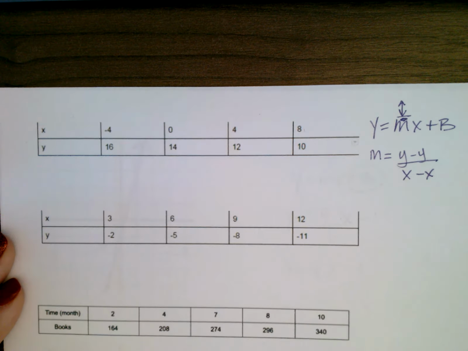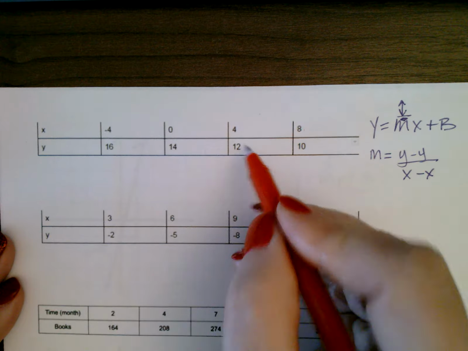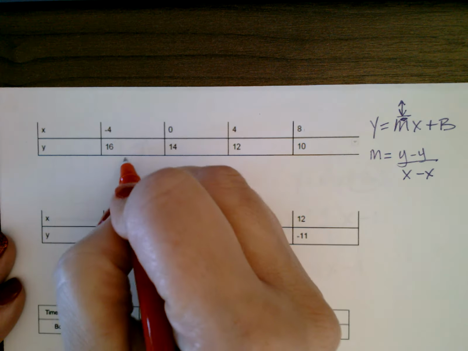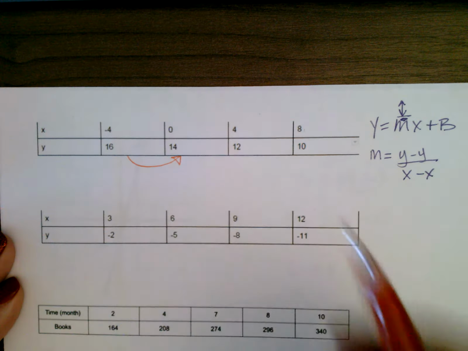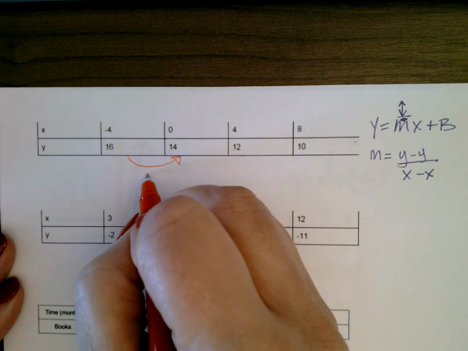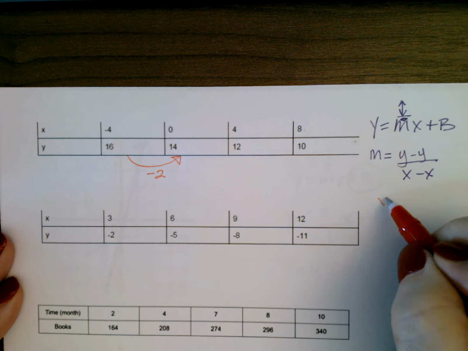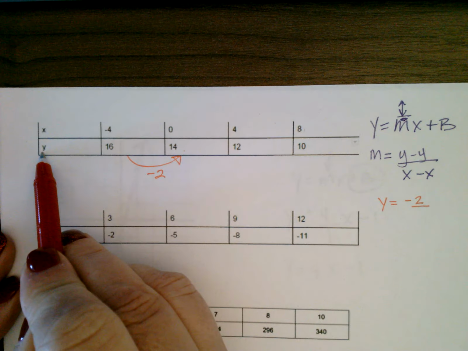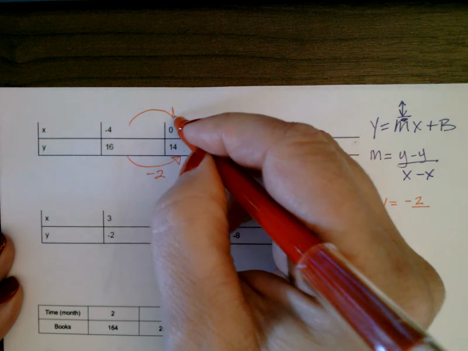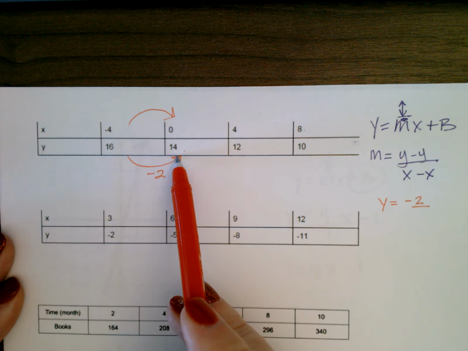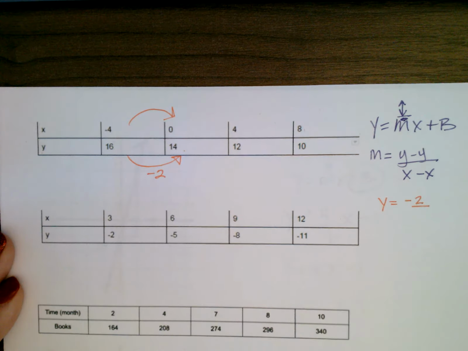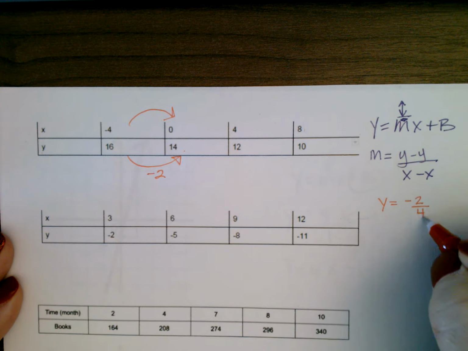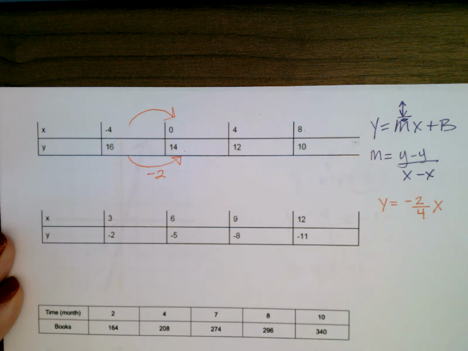I'm just going to pick the first two, but you could pick the first and the third, the second and the fourth, the center two, it doesn't matter. To go from here to here, I would have to subtract 2. So the change in y equals -2. Using the same two columns I selected here, I have to figure the change in x. To go from -4 to 0 is +4.